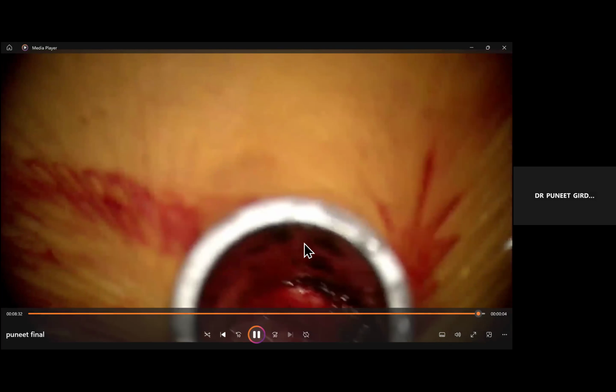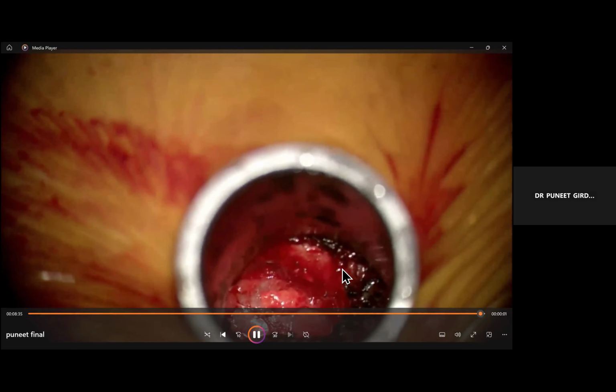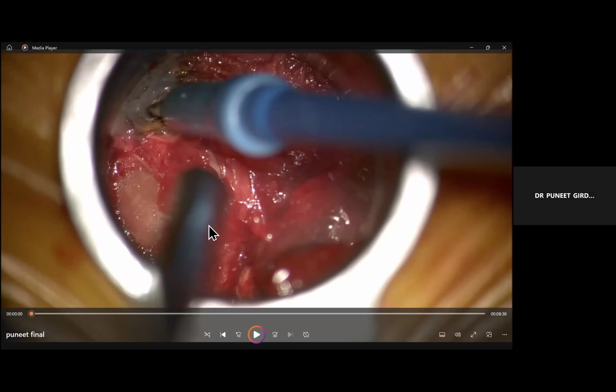It is very tough through this approach to do the work on the contralateral exiting foramen. That is something I think endoscopes are better at addressing. So thank you so much. I'll be happy to take the questions.